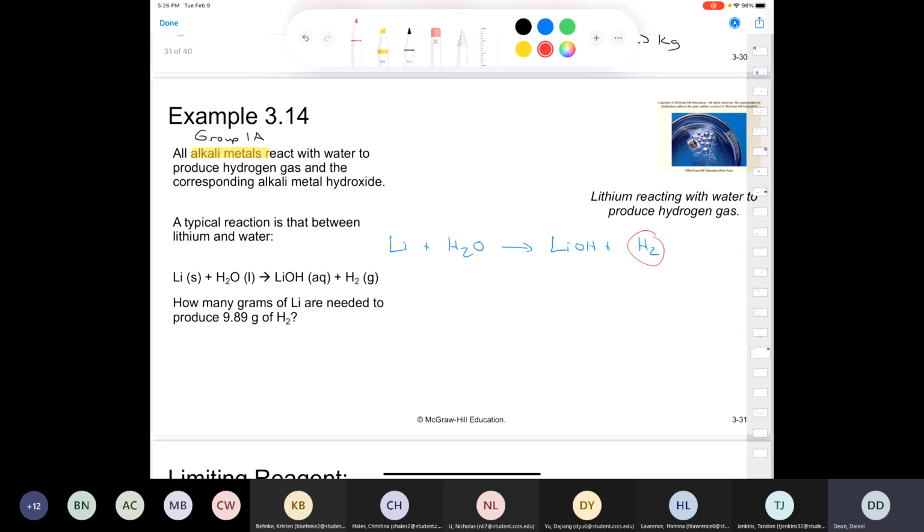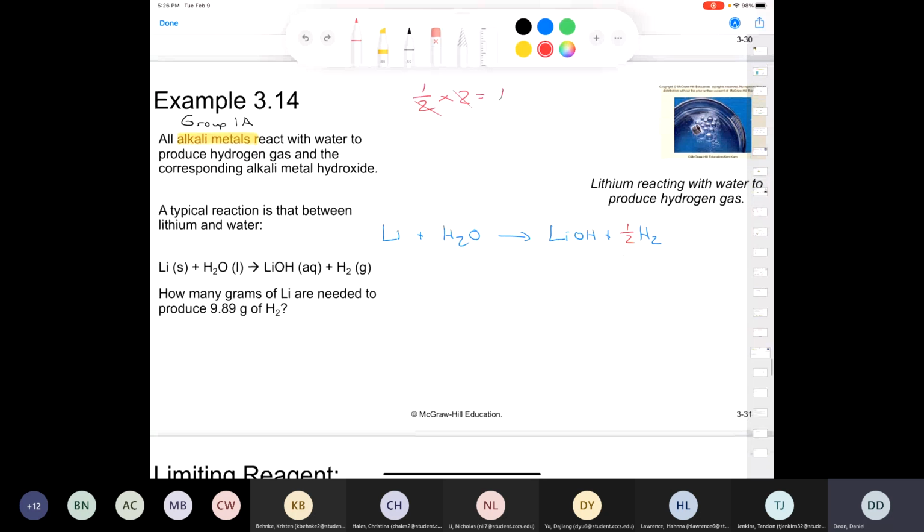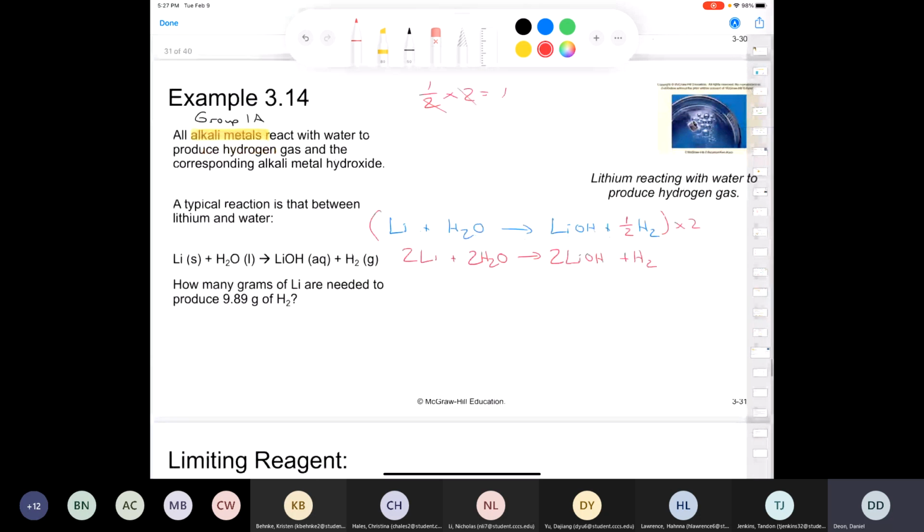Now, if I only need 3, why don't I just put a half in front of this, right? If I have 1/2 times 2, that equals 1, right? The 2's cancel. And so I have 2 hydrogens over here, and now I have 2 hydrogens over here total, right? So now my equation is balanced. If you want to eliminate the fractions, you multiply the whole thing by 2, and you would get 2 lithiums plus 2 moles of water produces 2 moles of lithium hydroxide plus H2, like that. There you go. We have a perfectly balanced equation.